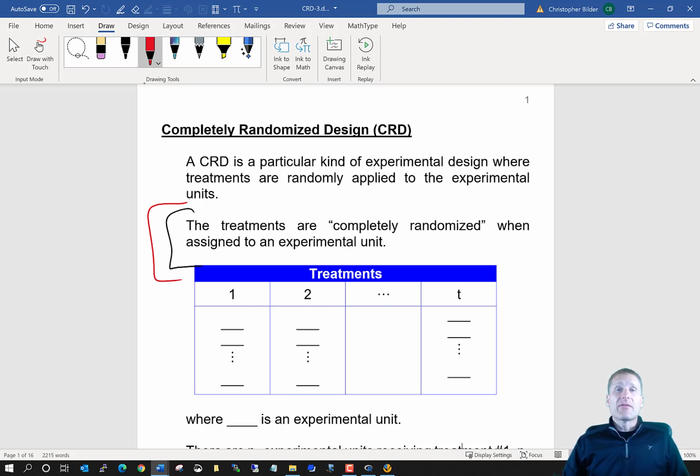In other words, let's say I have 100 different experimental units that we're going to take measurements on. What we would do is randomly select 10 of these experimental units and say, okay, that's going to get factor level 1 or treatment 1. Randomly select another 10 experimental units and say, those 10 are going to get treatment or factor level 2, and so on. The key is this random selection of experimental units to get a treatment or factor level.